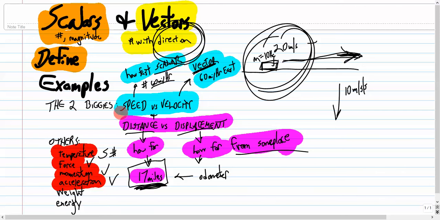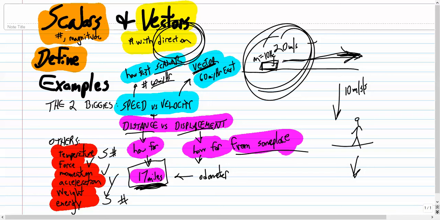And your weight is also a vector. Why? Because your weight always pushes which way? Your weight always pushes down. So your weight is a vector. Lastly here, energy. Gosh, I've done 4 vectors in a row. Energy is actually a scalar.